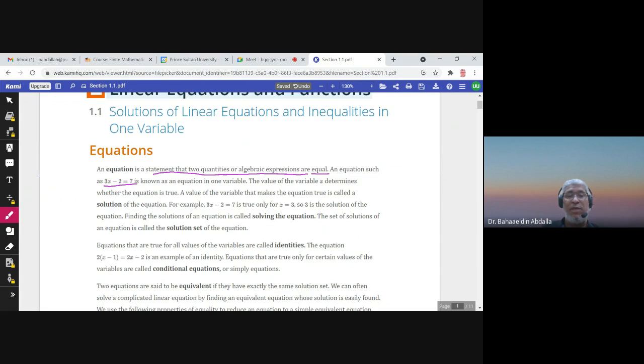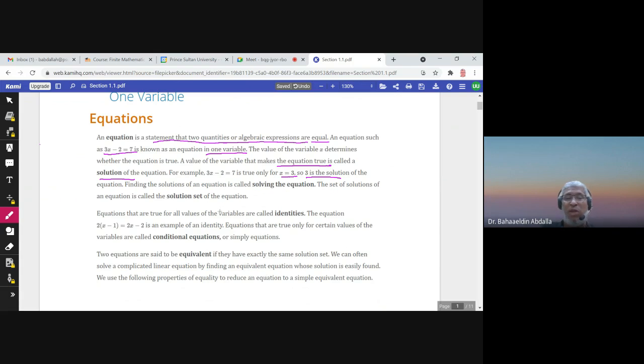For example, 3x minus 2 equals 7 is an equation. It is an equation in one variable because you have only one variable, which is x. The value of the variable that makes the equation true is called a solution of the equation. If you replace x by 3, you get 9 minus 2, 7 equals 7. So 3 is a solution of this equation. While if you replace x by 0, you get negative 2 equals 7. This is not true, so 0 is not a solution. So the only solution of this equation is 3.